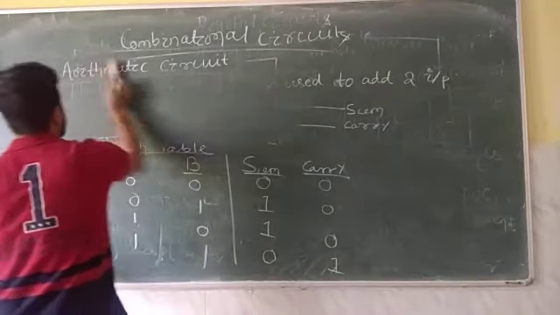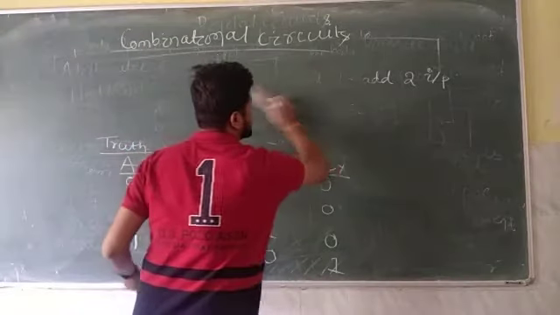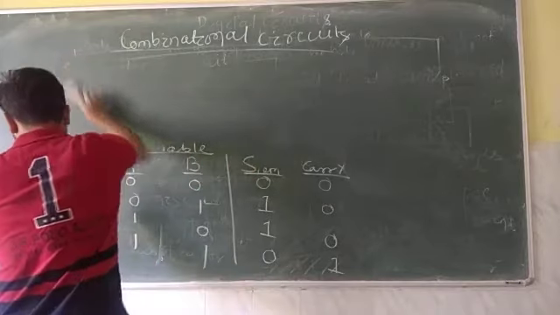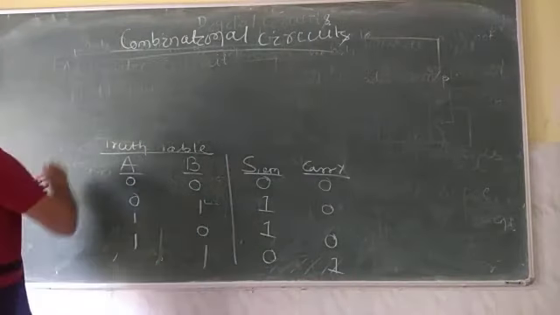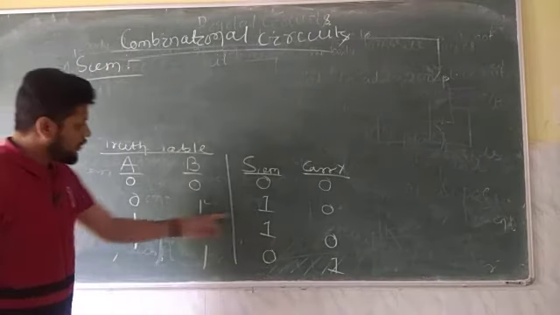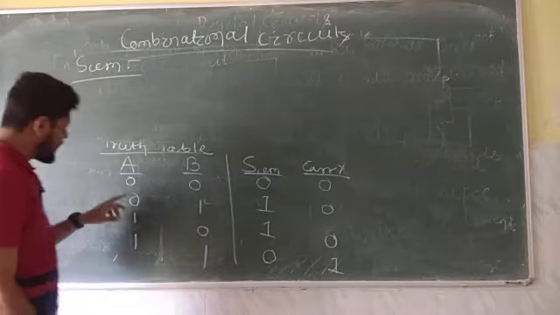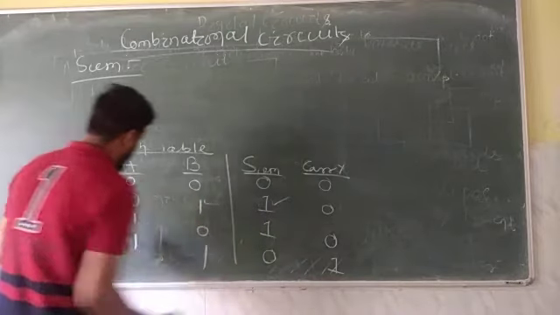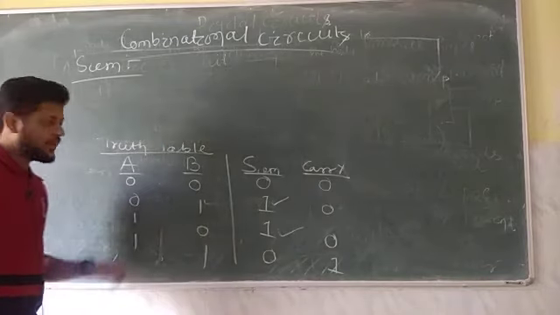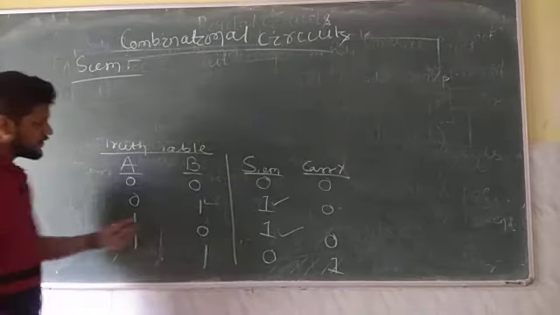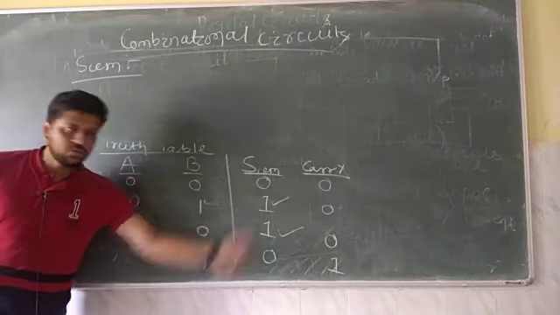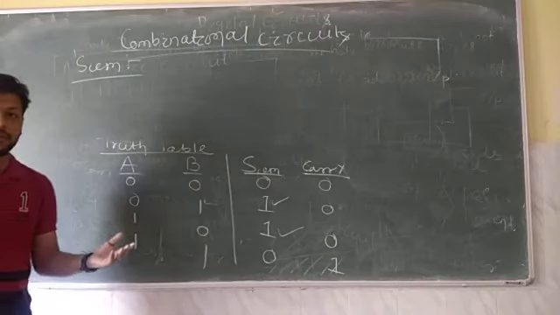Just see, I am going to write that expression. So the expression for the sum is: you can see here sum is 1 when A is 0, B is 1, and sum is 1 also when A is 1, B is 0. These are the two possible combinations when the output is 1. Now I am going to write this expression in sum of product form.